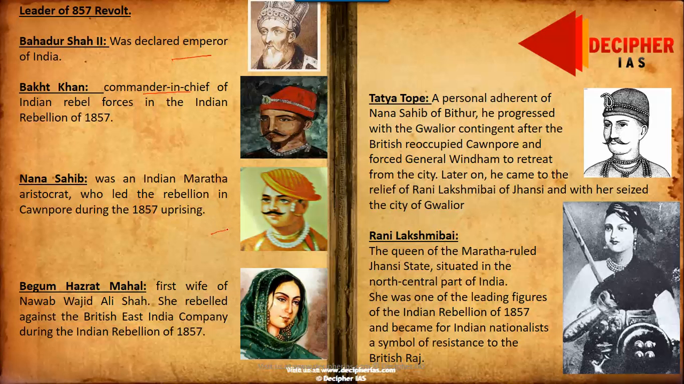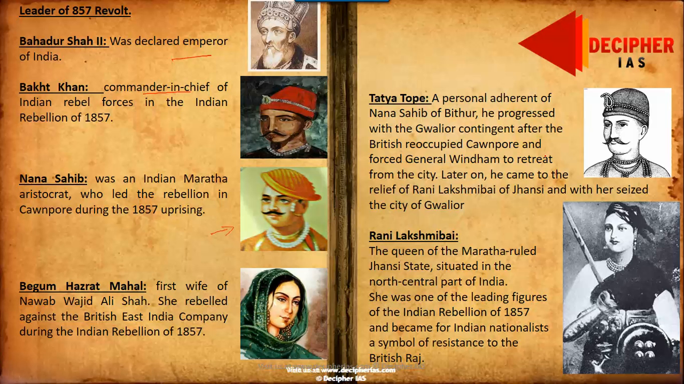Nana Sahib, as you are well aware, was an Indian Maratha aristocrat who led the rebellion in Kanpur during the 1857 uprising. Begum Hazrat Mahal, who was the first wife of Nawab Wajid Ali Shah, rebelled against the British and East India Company during the rebellion of 1857.